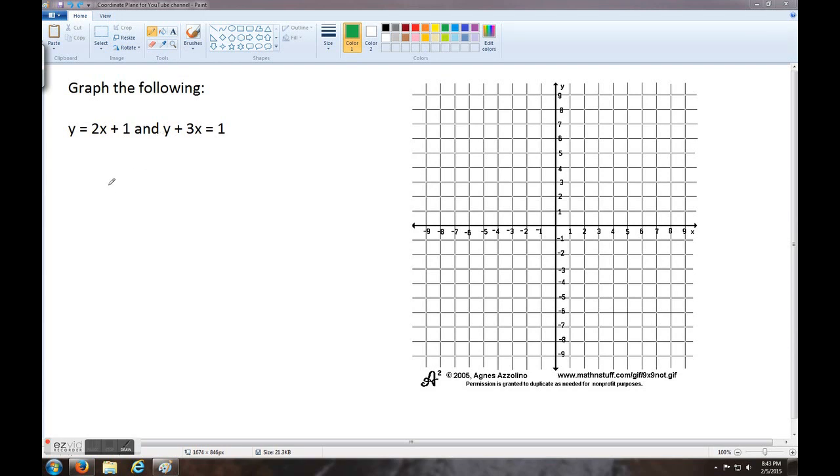I got a couple questions today about the homework, and there were multiple questions, but I think if we just go over some basics about graphing equations, it'll really help everyone out. So let's look at this problem. This is problem 11, part A. I want you to graph this pair of equations.